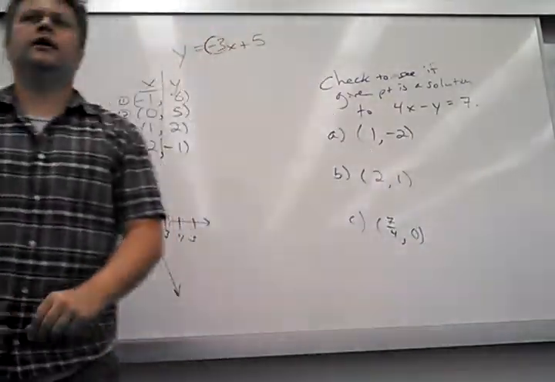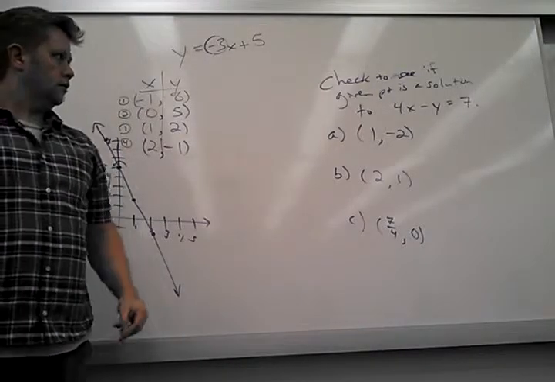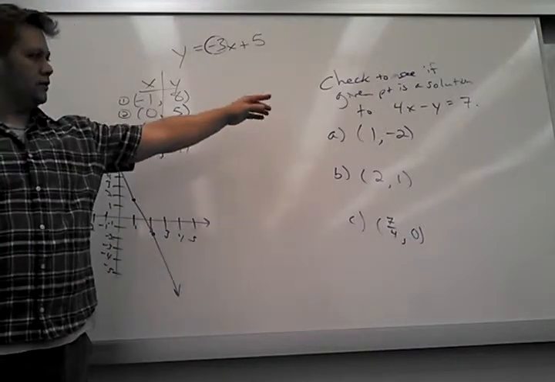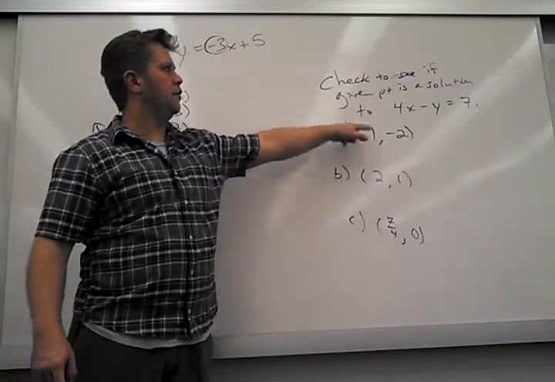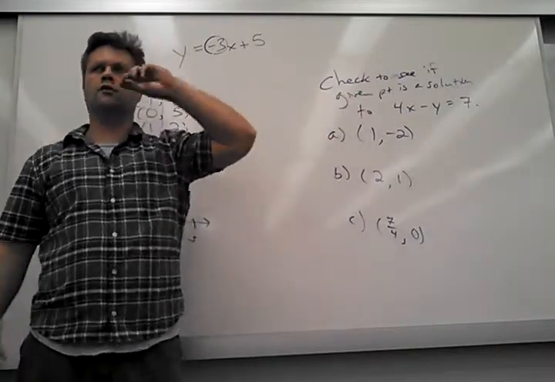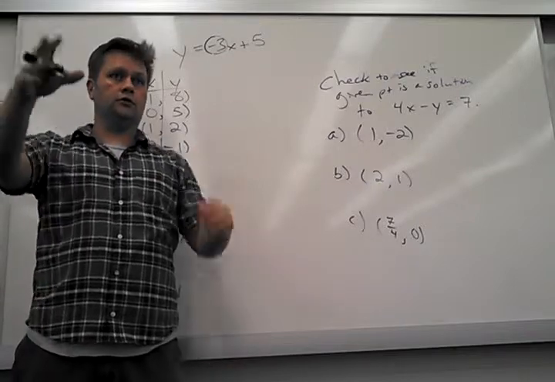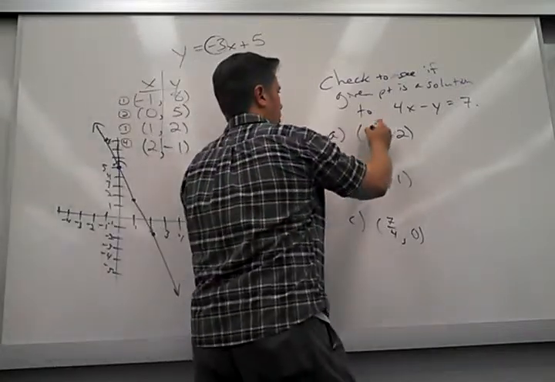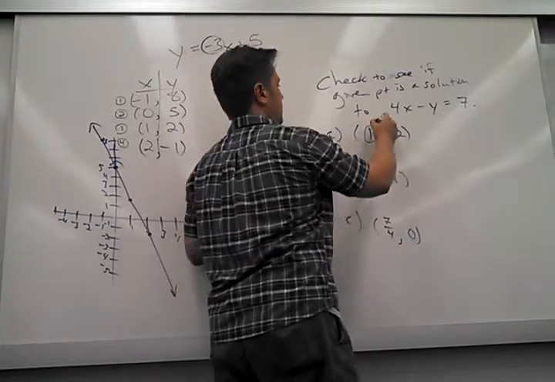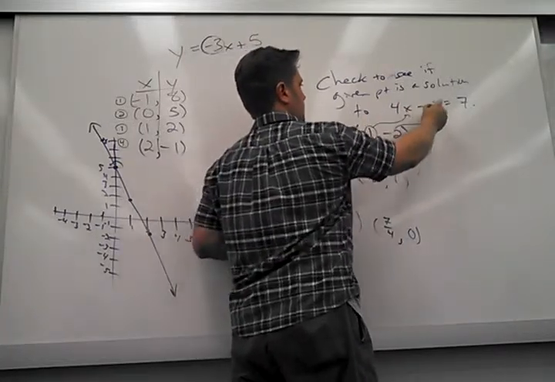So how do you think you do that kind of problem? How do I check? In each section I'm given a point. How do I check to see if that point is a solution to that equation? How do I check any solution? Plug it in. But you have to be careful now. Where would I put 1? The first guy's X, the second guy's Y.